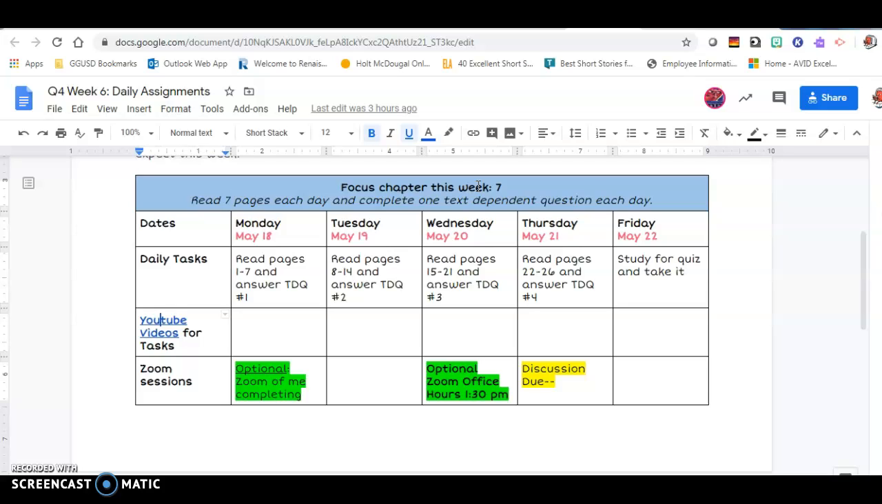If you are interested in this week's readings, today we will be reading pages 1 through 7 of chapter 7, and we will be answering text dependent question number 1. So thank you for following along with me.